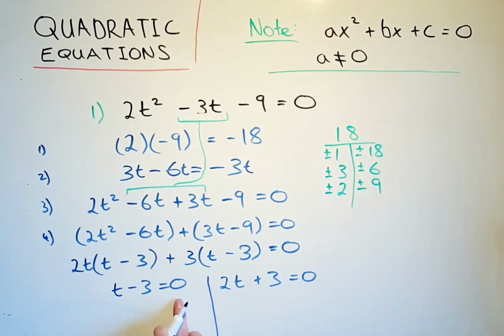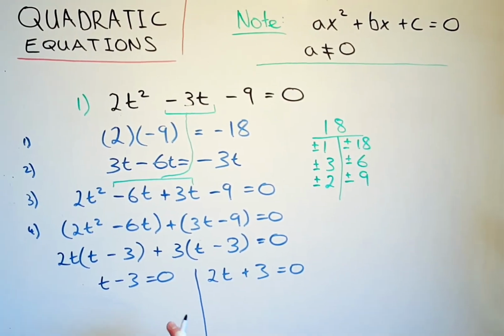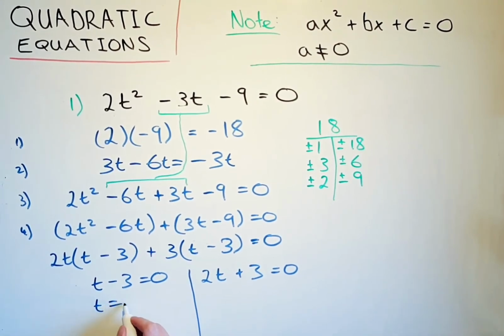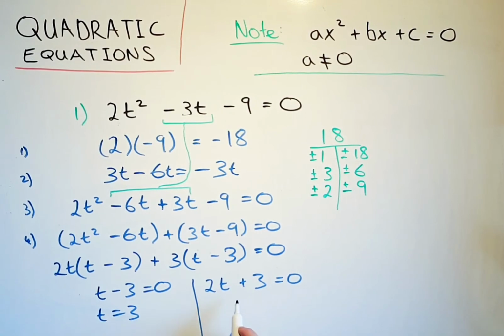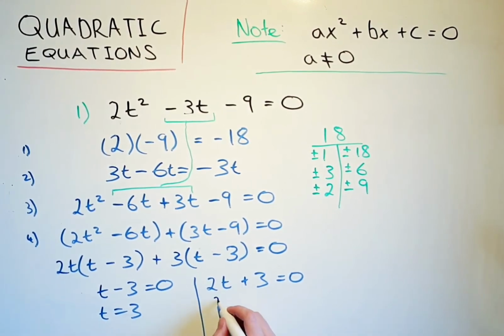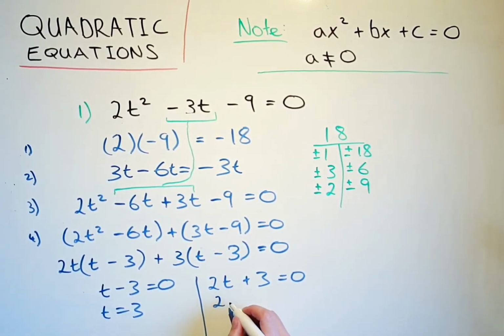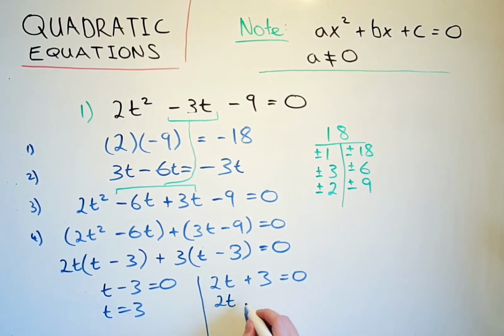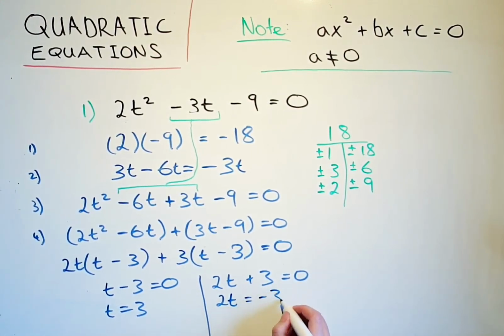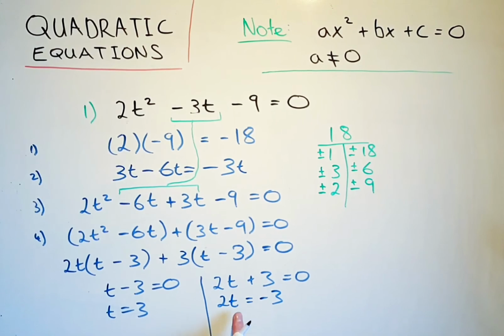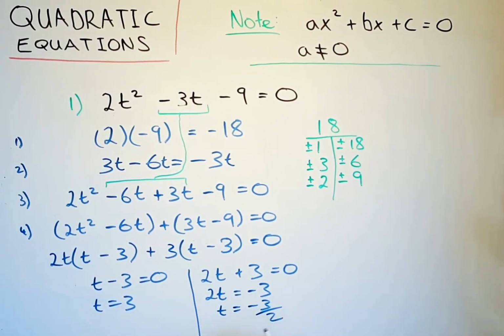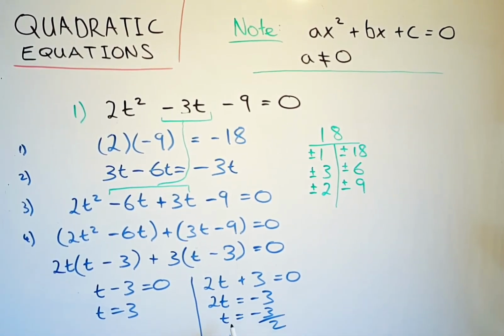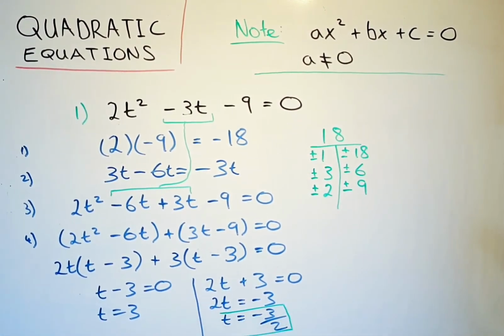And then it's just following the algebra. So we have a t minus 3 equals 0. We add 3 to both sides. We're going to get t equals 3. And this side we're going to have a 2t, and that's going to be equal to minus 3. And then we're going to divide by 2. t is going to be equal to minus 3 over 2. So these are our two values for t that satisfy the above quadratic.